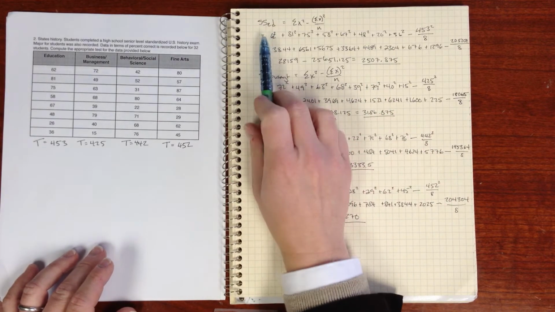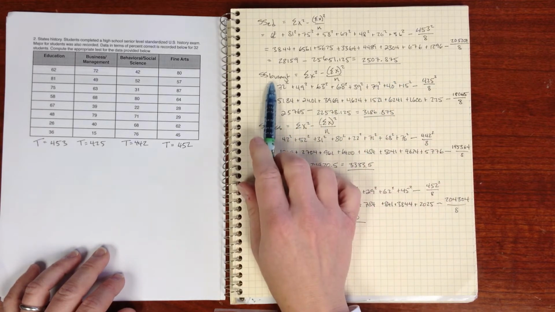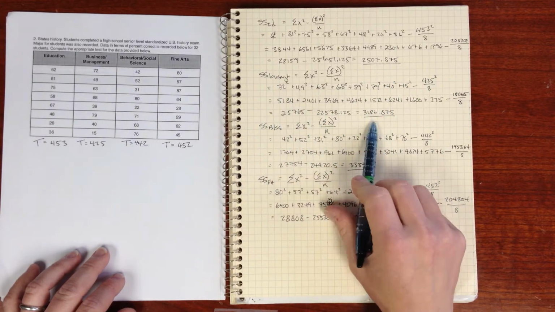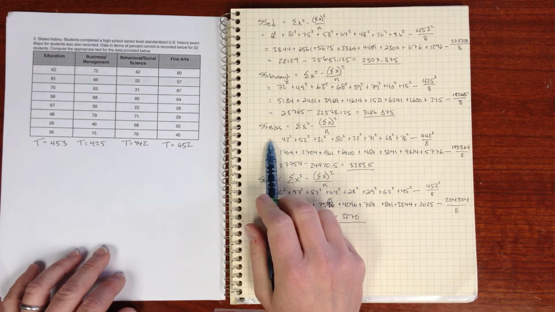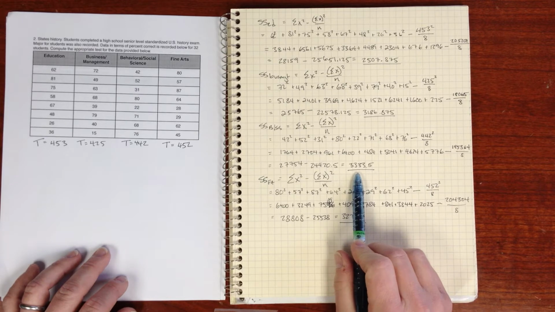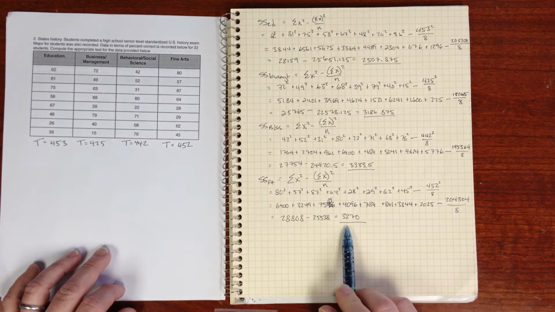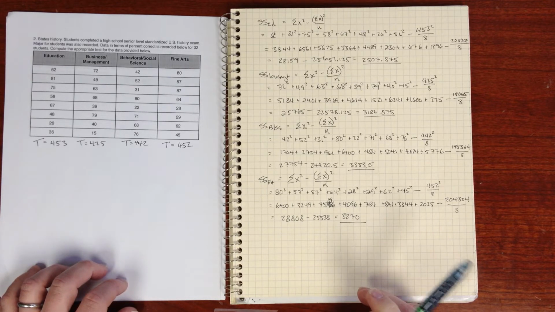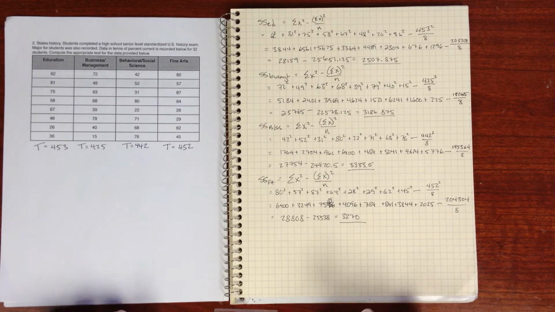So for sum of squares education, 2507.875, sum of squares business management, 3186.875, sum of squares for behavioral social sciences was 3333.5, and for the fine arts was 3270. So we want to find out whether people perform differently on their U.S. history exam based on their major.